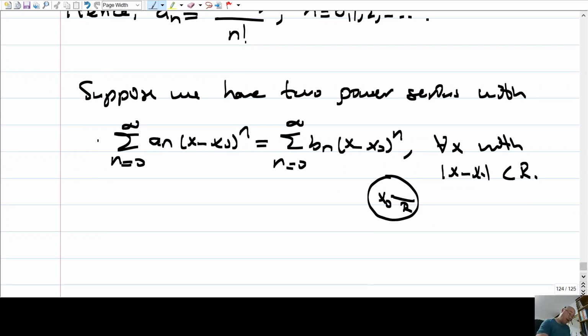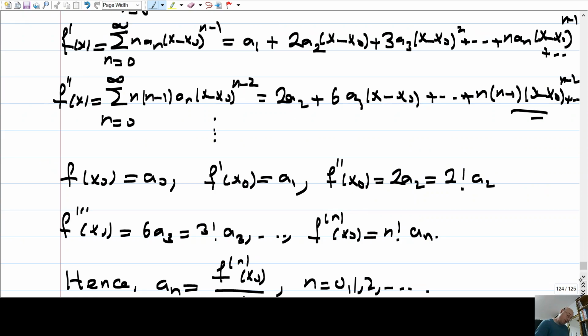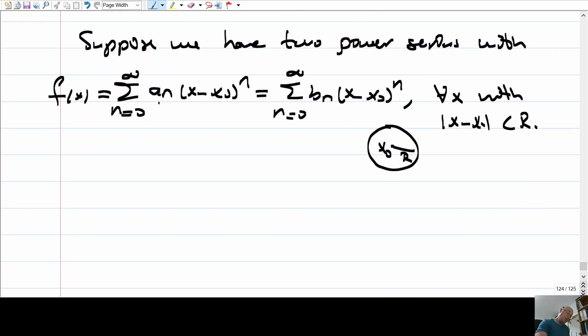Okay, then we have what? Well, this power series, which are equal on this ball, defines a function, and by the above argument we know that this an is just the nth derivative evaluated at x0 divided by n factorial, but that's also equal to this power series, so bn can be computed the same way. Therefore, an and bn are the same. Okay.